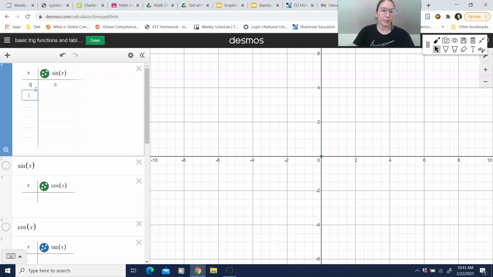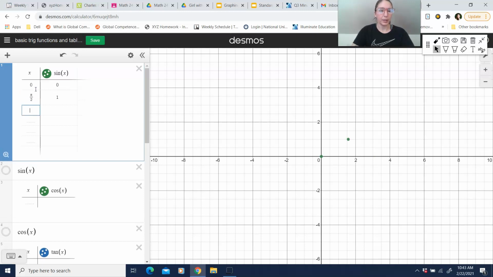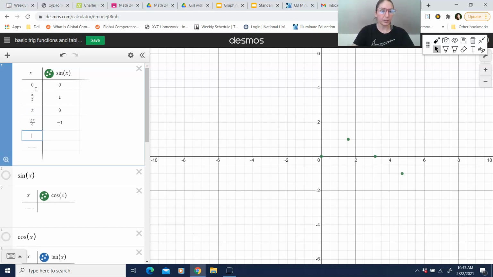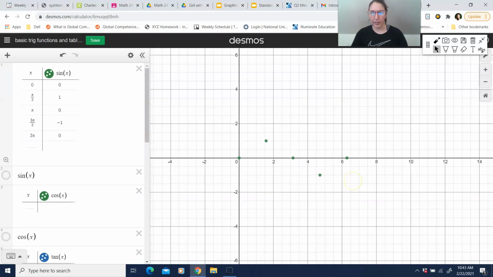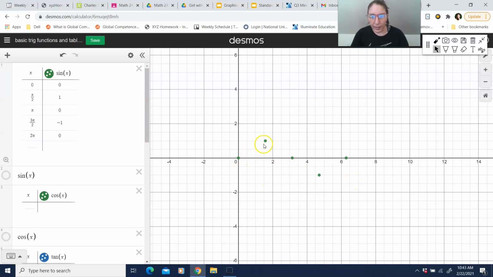So sine of 0 is 0. And then we're going to go in increments of pi over 2. So pi over 2, then pi, and 3 pi over 2, and then 2 pi. And you can see here on the right side, let me move my graph over a little bit. Here is what sine is going to look like from 0 to 2 pi. And you can see it's kind of an up and down wave, which is why we call it a sine wave.